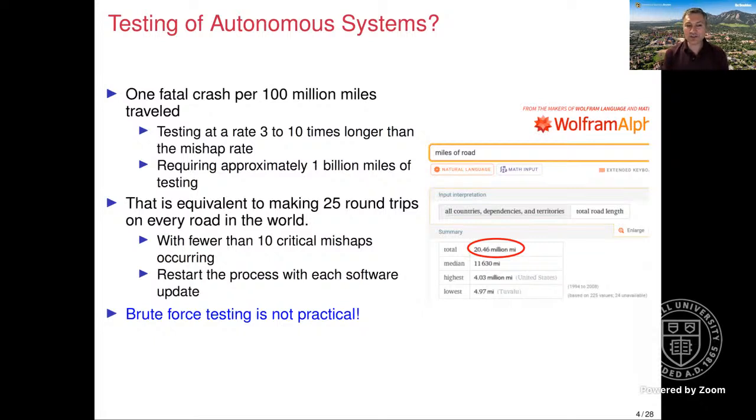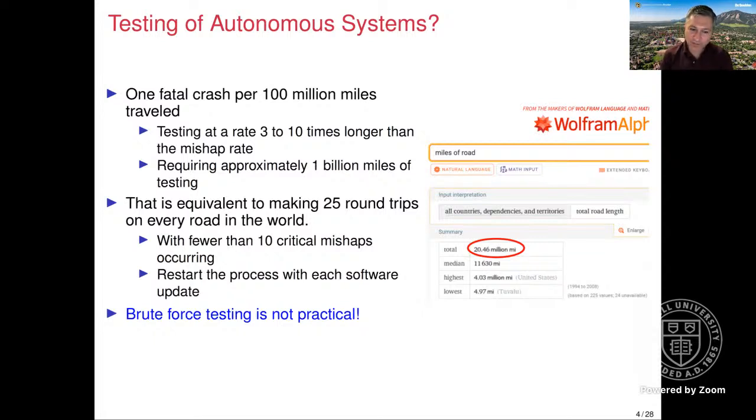This is actually equivalent to making 25 round trips on every paved road in the whole world. And while we are doing that, going 25 round trips on every paved road in the whole world, we can only allow for 10 critical mishaps occurring in this trip. Then we reach similar confidence as a human driver in the US. But that's not the end of the story, right?